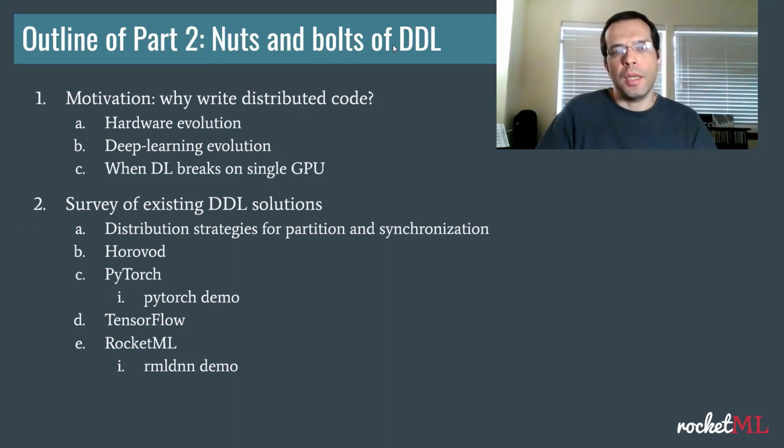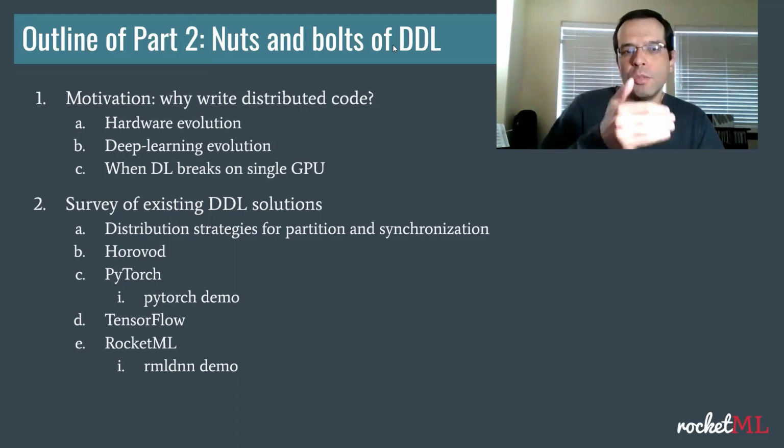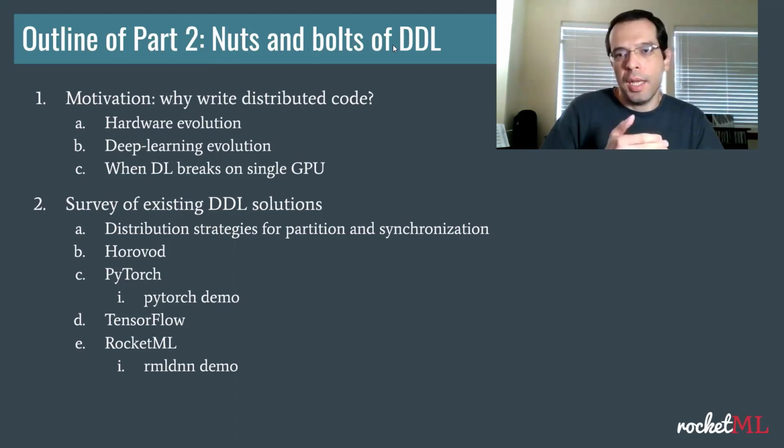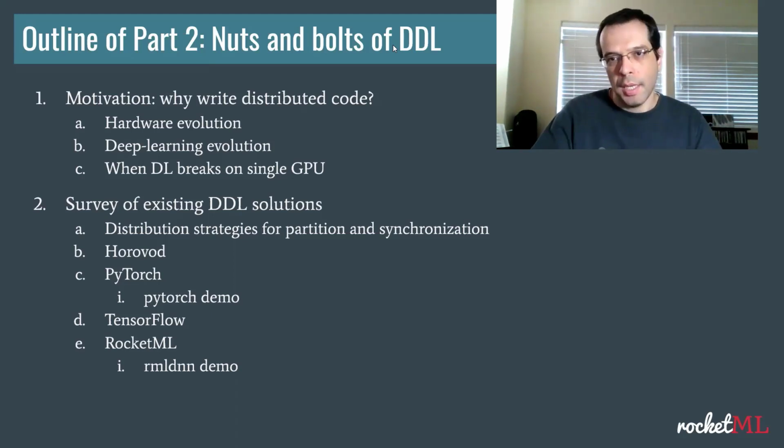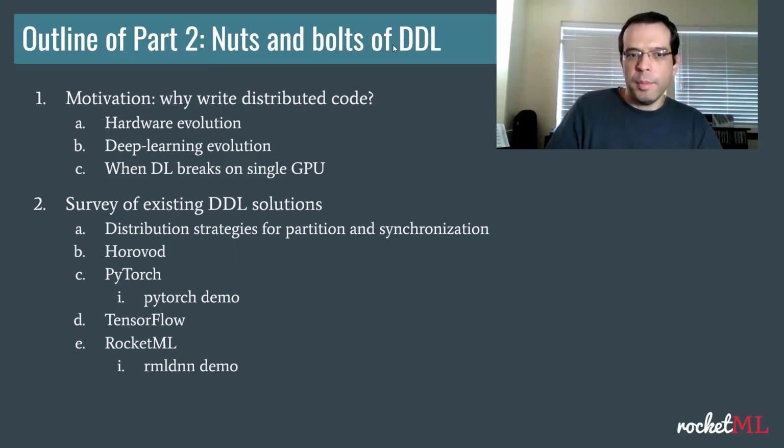And then in the second part, I'm going to do a survey of the existing DDL solutions out there, first taking a look at the landscape of available strategies to parallelize deep learning, what are their pros and cons and so on, and then looking at specific DDL solutions out there, DDL libraries, specifically talking about Horovod, PyTorch, TensorFlow, and finally our own homegrown distributed deep learning solution from RocketML, which is RMLDNN. And for a couple of these, we're going to look at some demos as well. All right, so let's get started.